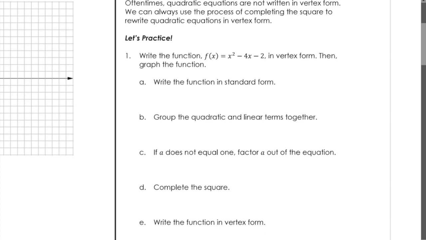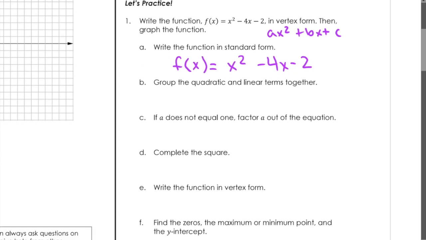Write the function f of x equals x squared minus 4x minus 2 in vertex form, then graph the function. The first step says to write the function in standard form. The function is already in standard form, which is just f of x equals x squared minus 4x minus 2. Remember, standard form is ax squared plus bx plus c. Since it's already there, we can move on to the second step.